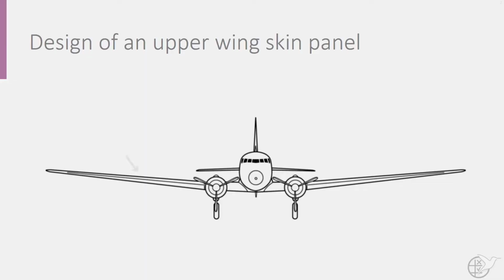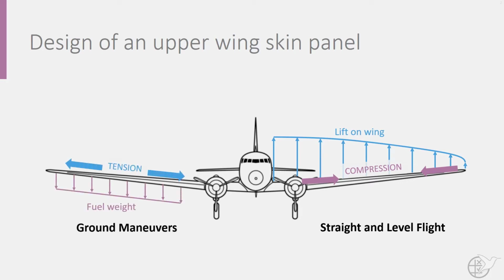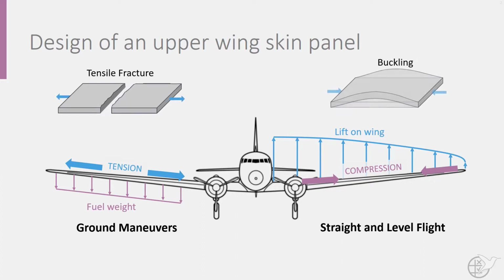Imagine you want to design the upper skin panel of a new aircraft wing. From your knowledge of aircraft structures, you know that this wing skin panel will carry heavy compressive loads due to lift on the wing during flight and tensile loads due to the weight of the wing and fuel within it while it is on the ground. For this case, we can even envision critical limits to its structural capability. We would need to design it such that we prevent fracture under tensile loading and buckling under compressive loading.